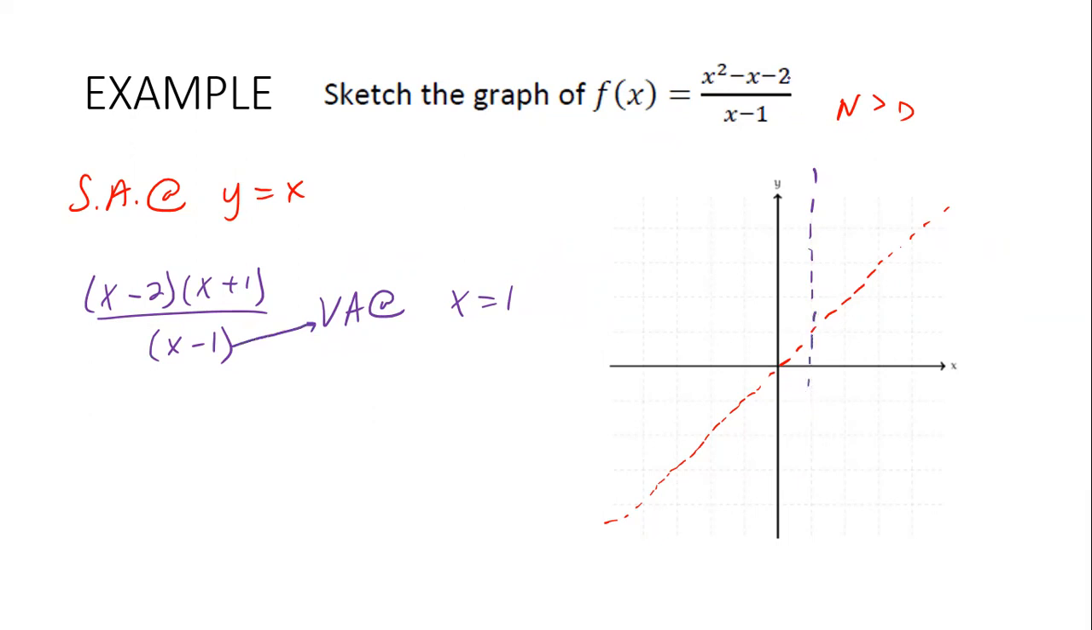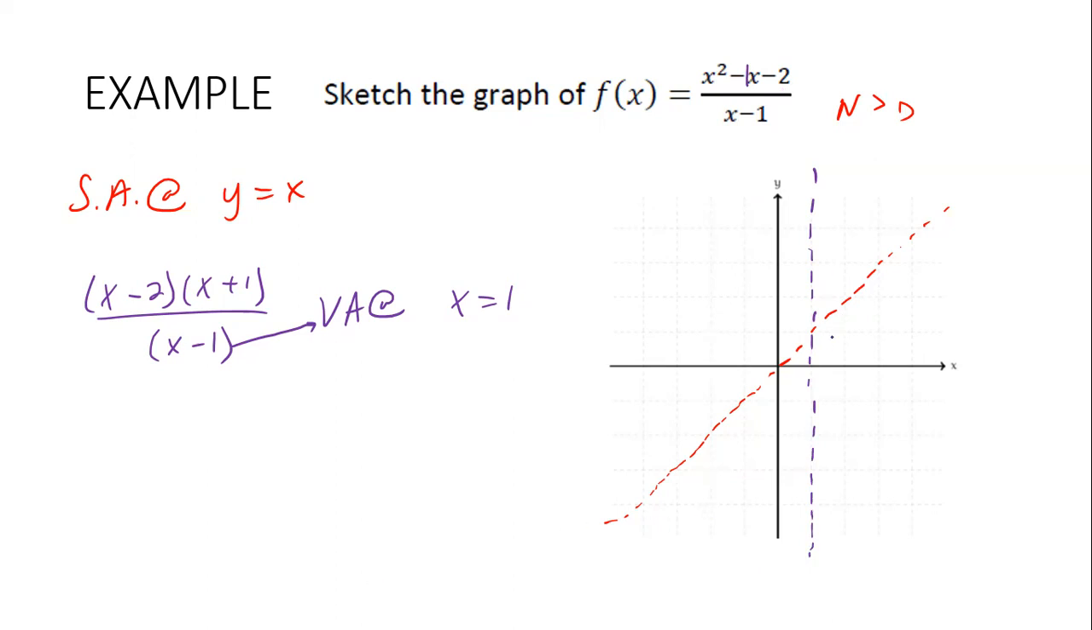What multiplies to give me negative 2 but adds to give me negative 1? Negative 2 plus 1 is negative 1. Negative 2 times 1 is negative 2. Our factor rules. All right. Are we in?